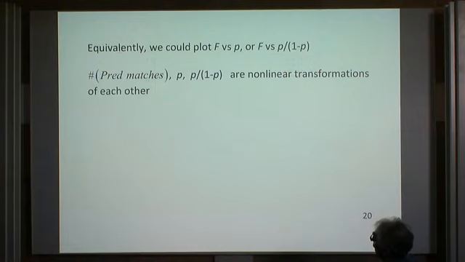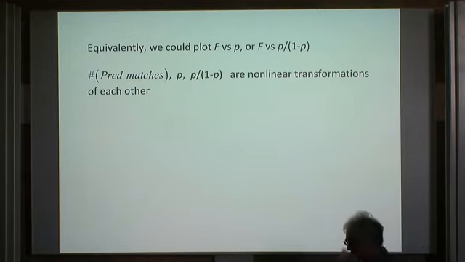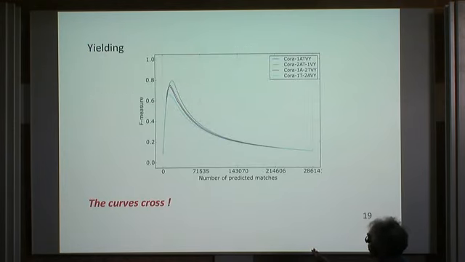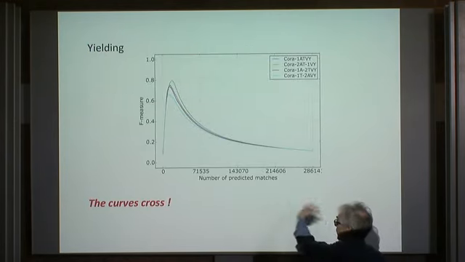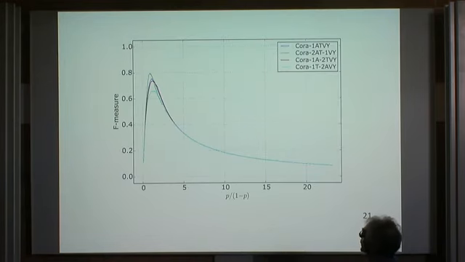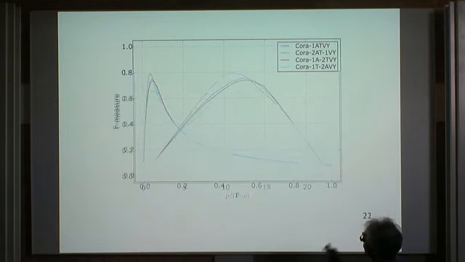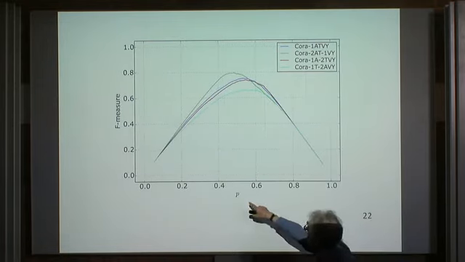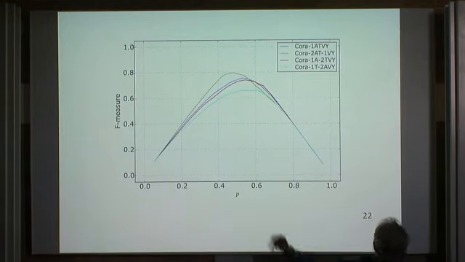Can't see much from that, so here we are. Number of predicted matches is monotonically related to P, the actual weight, or that weight ratio, P over 1 minus P. So instead of the graph I just showed you, I could put P or the ratio on this axis, and that's what I've done. There's the ratio. I've deliberately chosen the ratio first because if I plot P, things are much clearer. You can now see what's happening.